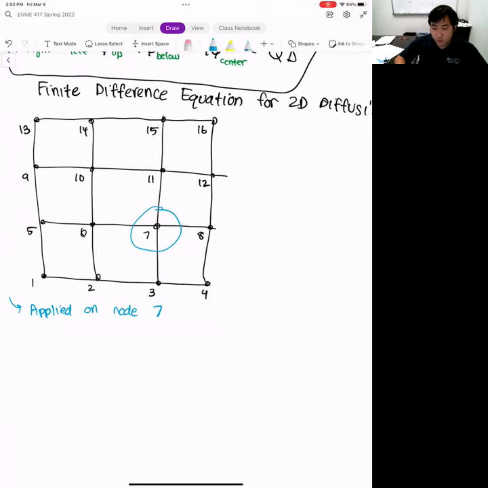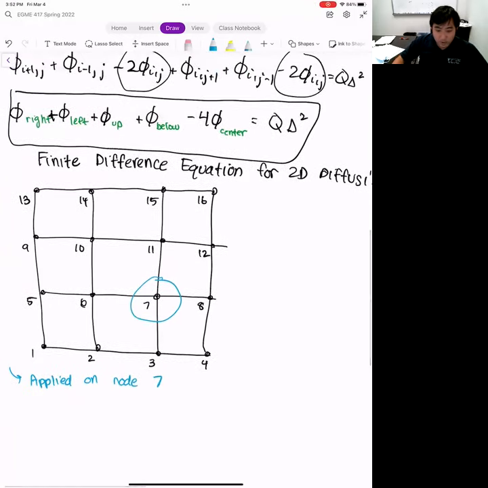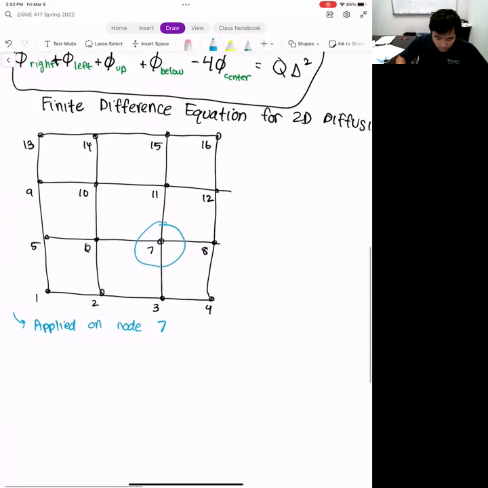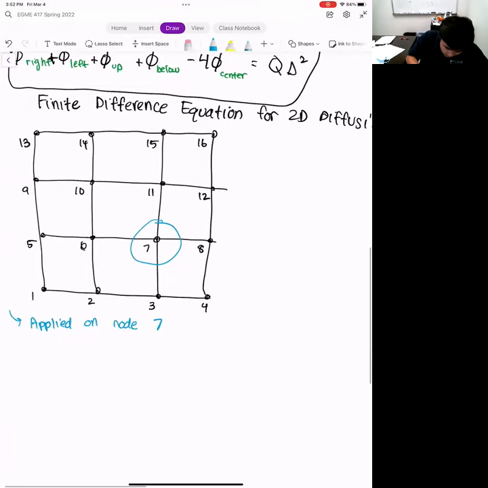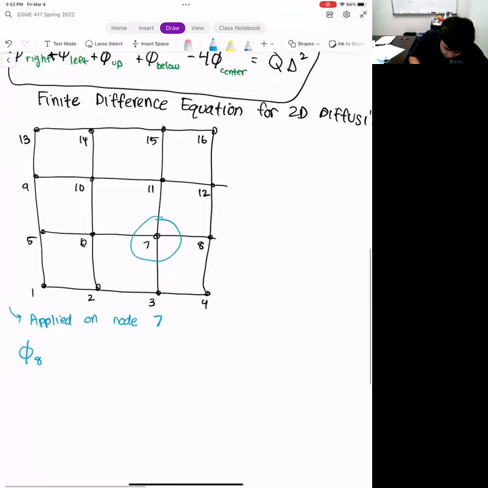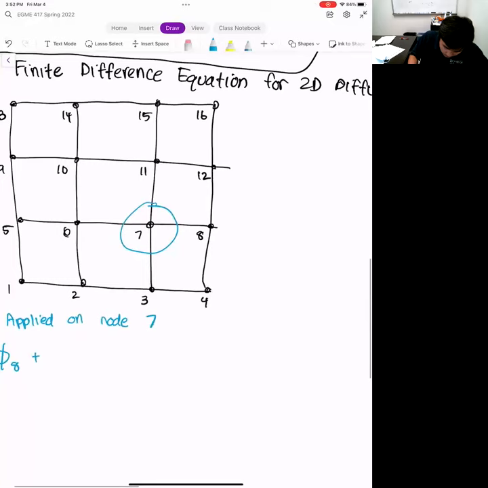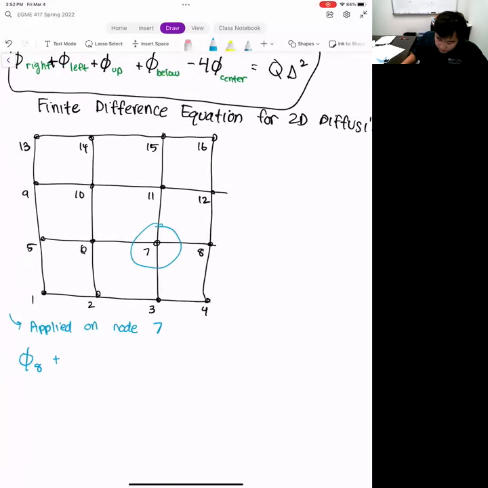And so you're going to apply the equation from up here to that node 7. So you're going to plug in the ID numbers for the left neighbor, the right neighbor, the up neighbor, the down neighbor, as well as the center one. All right, so let's go ahead and start. We have first our equation starts with phi right, and the neighbor that's immediately to the right of 7 is phi 8. Next we have phi left, and the neighbor that's immediately to the left of node 7 is node 6, and so this is phi 6.